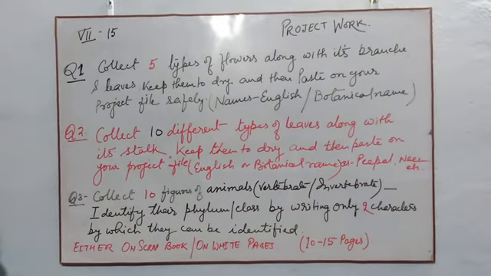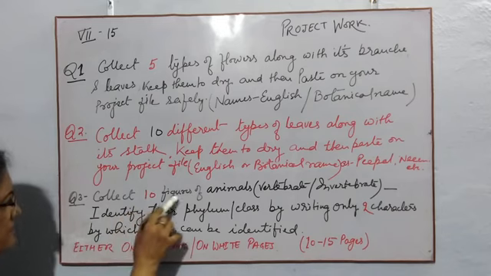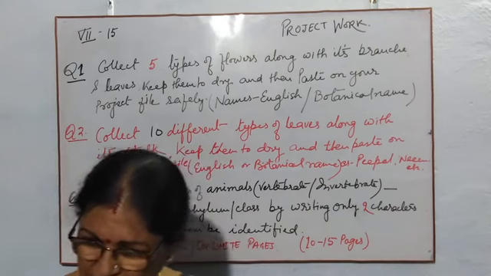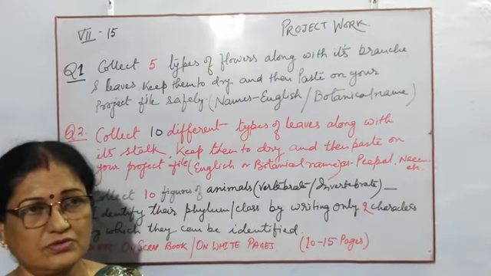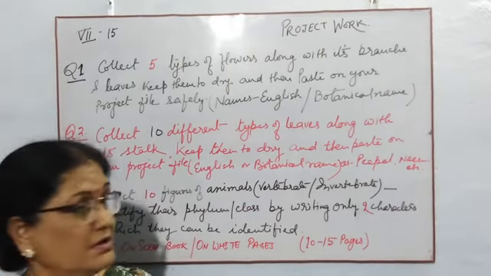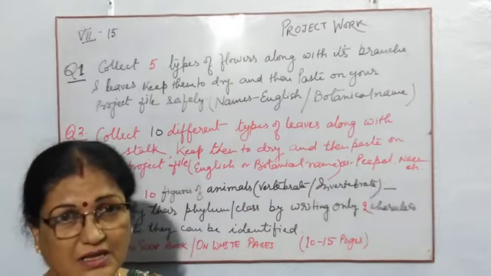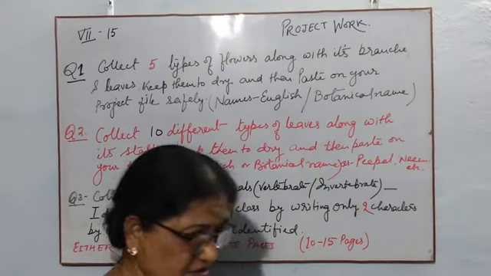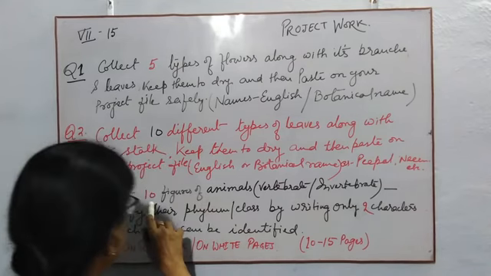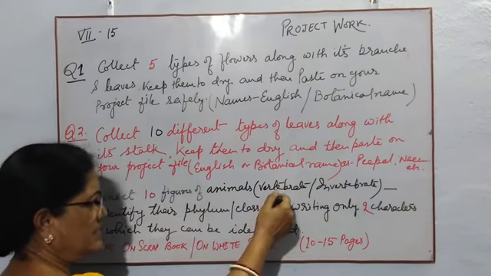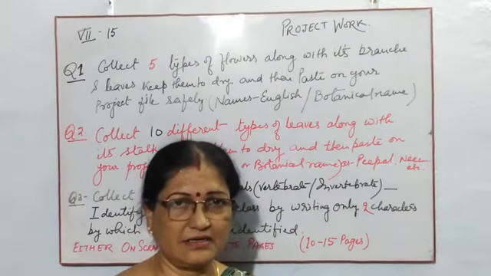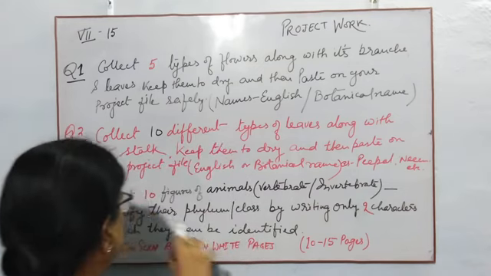Now the 3rd question. Collect 10 figures of animals. These 10 figures of animals you can cut or you can draw also. If you cut, it is good. If you draw, it is very good. But the animal should look like the animal. If you are drawing a horse, it should not look like an ass, don't do that. These 10 animals may be vertebrates or invertebrates. You can take both kinds, and collectively they should be 10 in number.